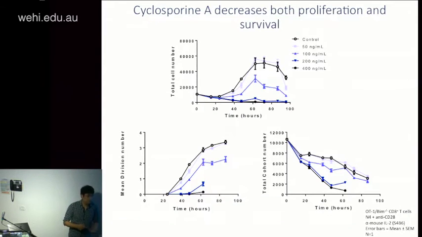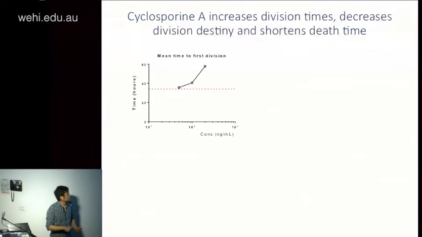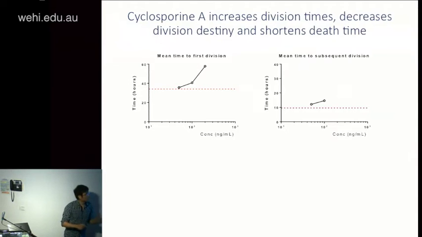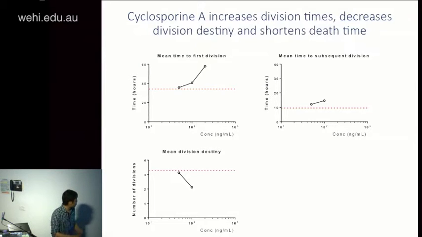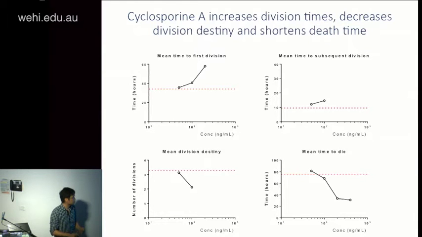So if you were to enumerate these values and have a look, you can see that Cyclosporine A increases the time it takes for cells to enter division. It also increases the subsequent division rate. And note that I was not able to calculate the effects on subsequent division rate in the later concentrations. And it also decreases the number of times cells divide. And finally, it also decreases the mean time it takes for cells to die in a dose-dependent manner.